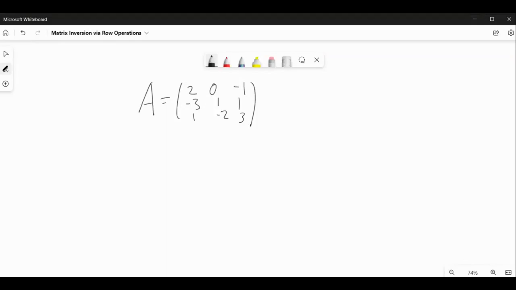Good day to everyone. In this video, we will discuss how to obtain the inverse of a matrix making use of row operations. So to start off the discussion, suppose we have a matrix A having elements 2, 0, minus 1, minus 3, 1, 1, and 1, minus 2, 3.